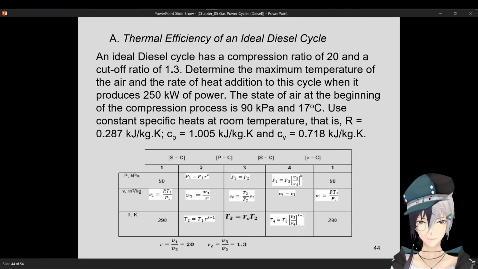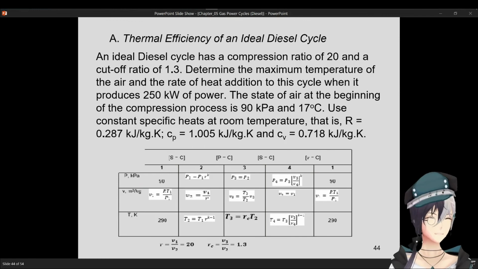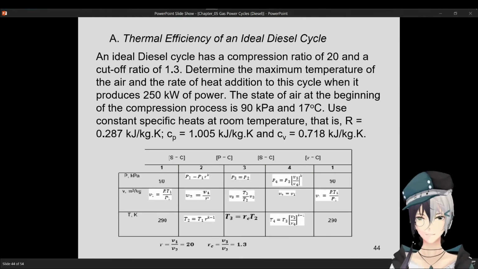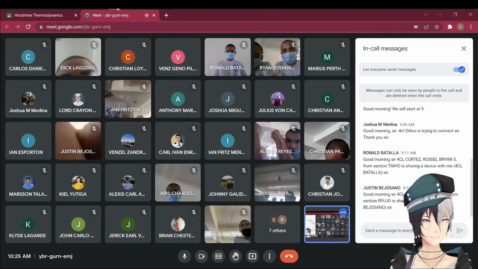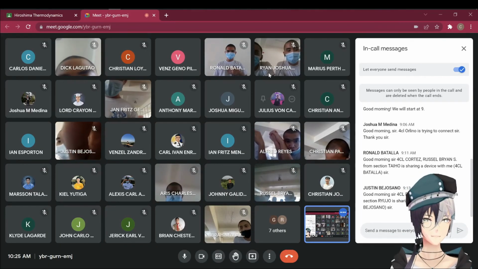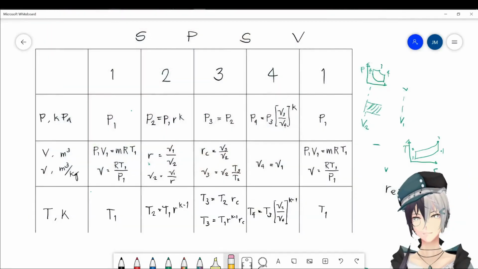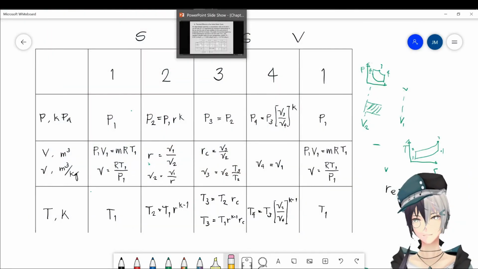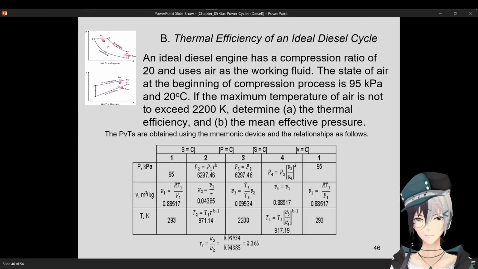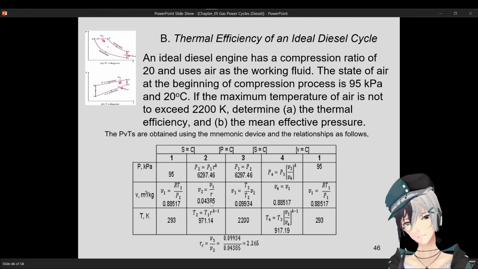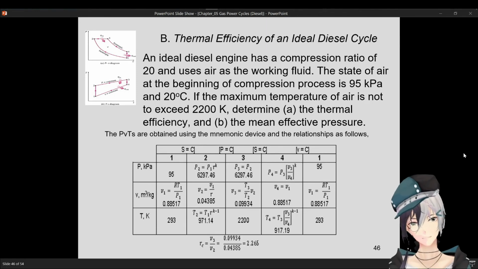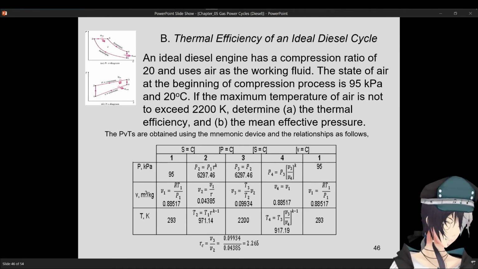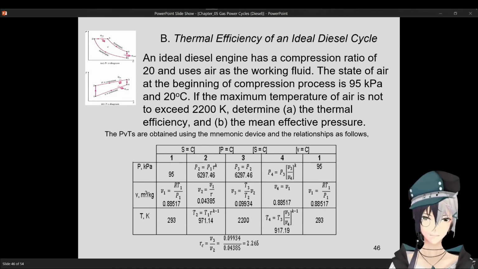So first three correct answers will be awarded with additional points. Anyone who already has an answer? Okay, so not yet. So try to solve for this one. Okay, so the answers are already posted, but try to solve it on your own.